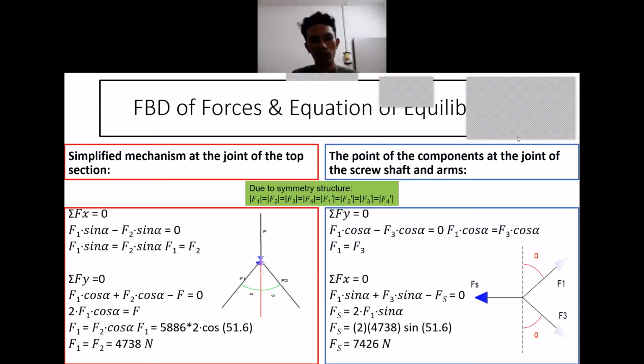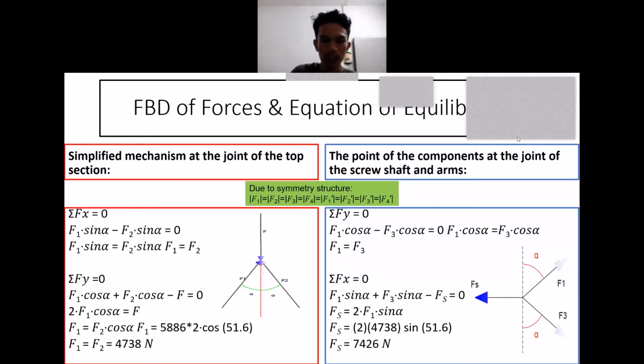So finally we can get F1 is equal to F2 at the amount of 178 Newton. Then we go through to the components at the joint of the screw shaft and arms. The summation of Fy equal to 0. Then F1 times cos alpha minus F3 cos alpha equal to 0. So F1 cos alpha equal to F3 cos alpha, so that F1 is equal to F3 at Fy.